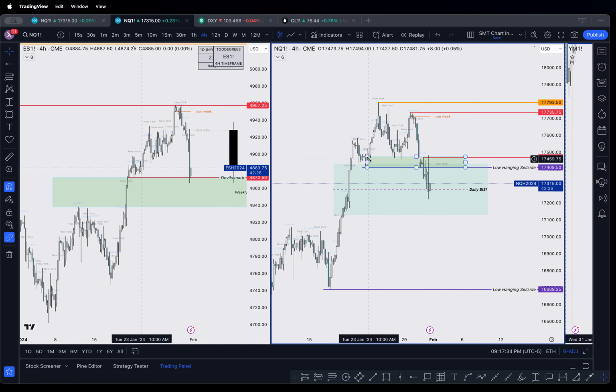Now, it could just be to come into this weekly fair value gap we have here, right? Weekly fair value gap, daily fair value gap. And it could break structure back to the upside. But there's nothing bullish about this NASDAQ area, which if this is the same draw.